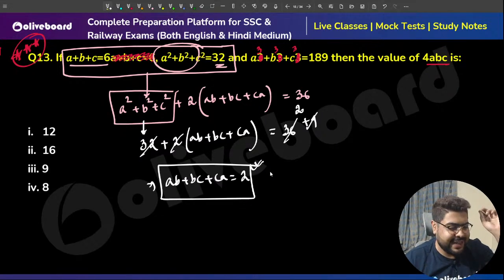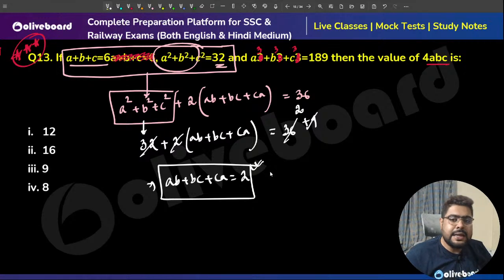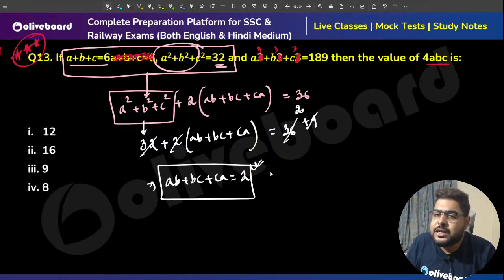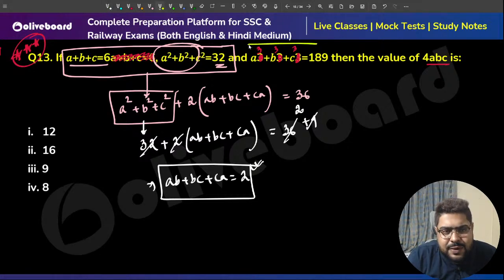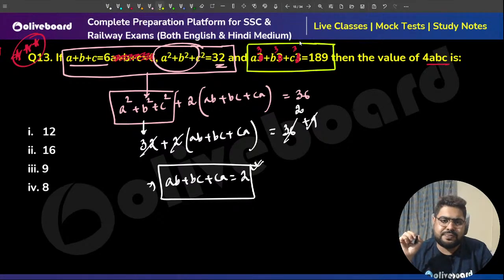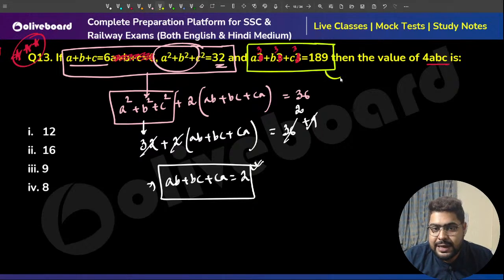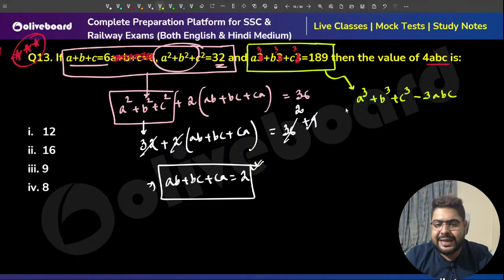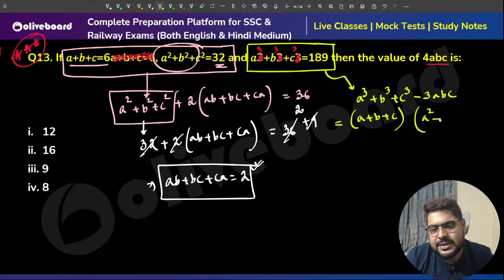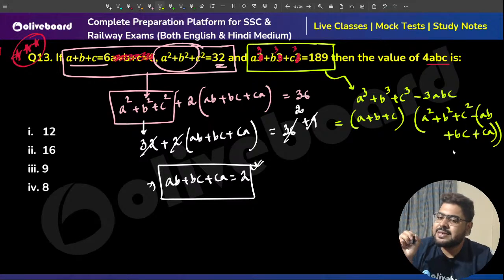Keep this to the side. Again, there is not so much maneuverability over here. You cannot really do much with this. You are saying a cube plus b cube plus c cube, I don't really have any formula for that. But I do have a formula for our expression if it is written like this: a cube plus b cube plus c cube minus 3abc is equal to (a plus b plus c) into (a square plus b square plus c square minus ab minus bc minus ca).